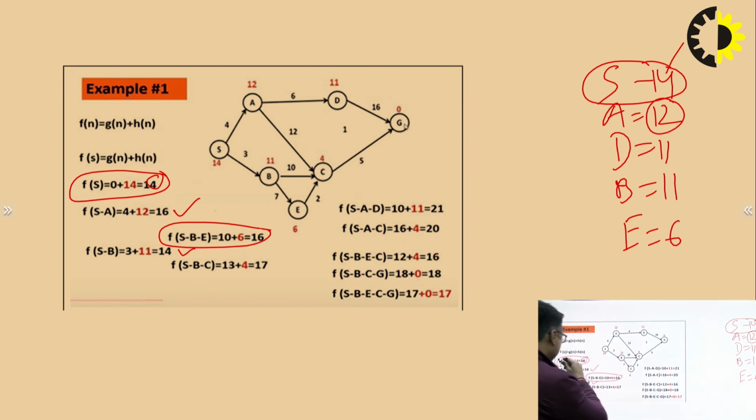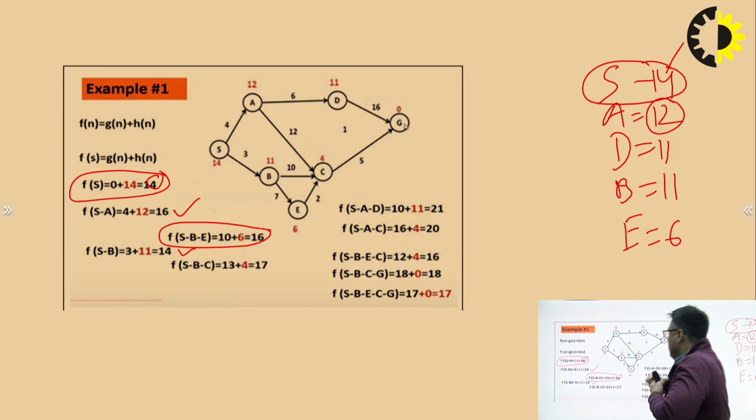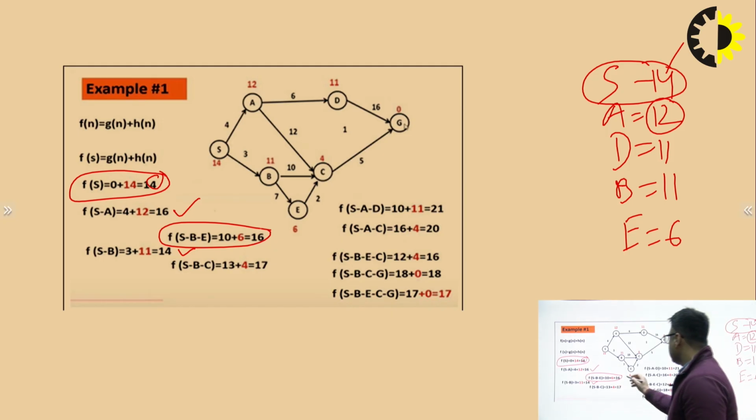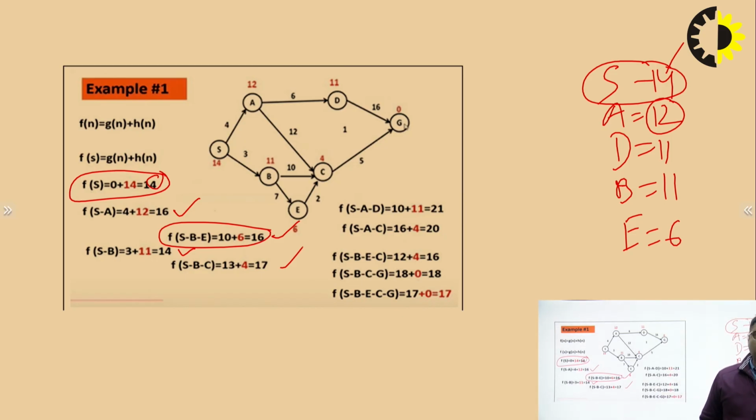Here I have to discuss the functions S to B then B to E, and S to B then B to C. Their values are 16 and 17. Where do I move? Again, follow the minimum cost value, so move from S to B to E, whose value is 16, and then E moves through C.